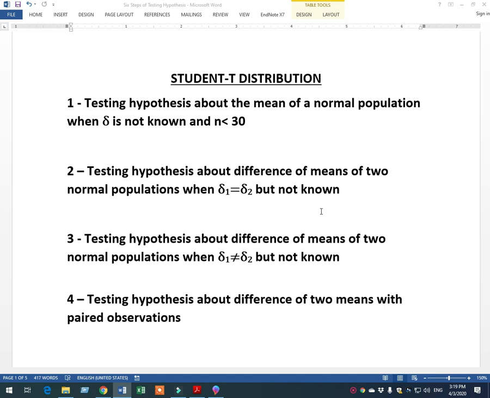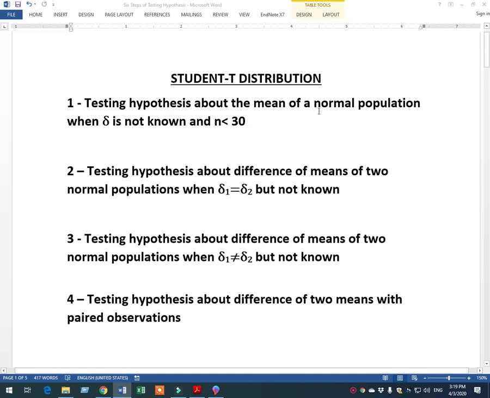Student T distribution. It is similar testing of hypothesis, but now not with the Z distribution but with the T distribution. And I have told in the class where we will follow the T distribution, and this is a very simple explanation.